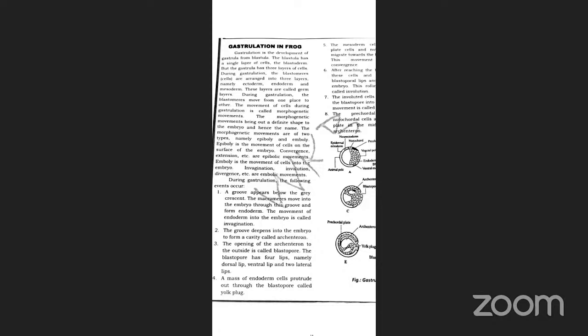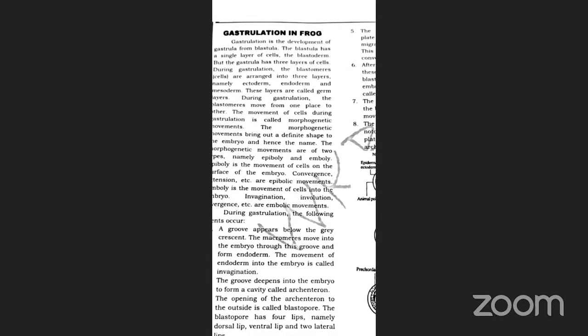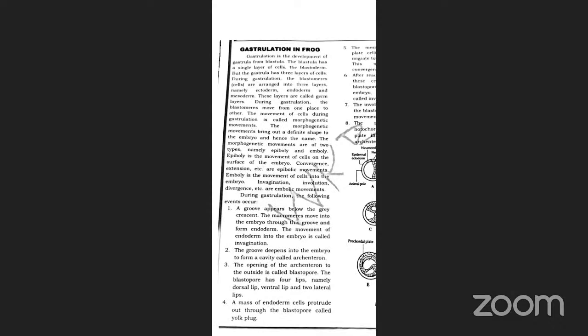Let us see what exactly you mean by gastrulation. Gastrulation, it is a development of gastrula from blastula, wherein the single layer of the cells will be converting into three layers of cells. During gastrulation, the blastomeres are arranged in three layers, they are the ectoderm, endoderm, and mesoderm. Now, these cells are moving inside and forming three layers, this phenomenon is called a morphogenetic movement. This morphogenetic movement gives a definite shape to the embryo. Hence, it is called the morphogenetic movement or the embolic movements.